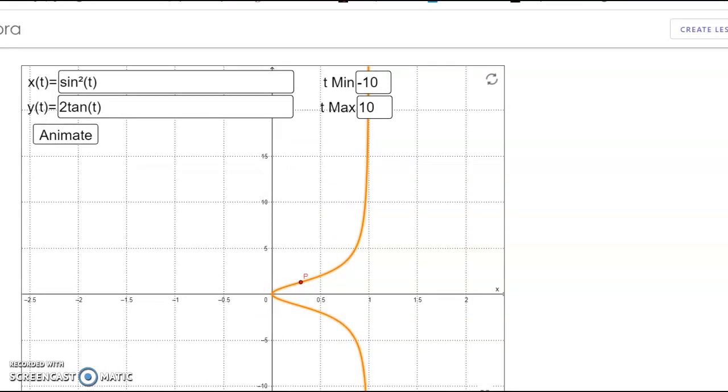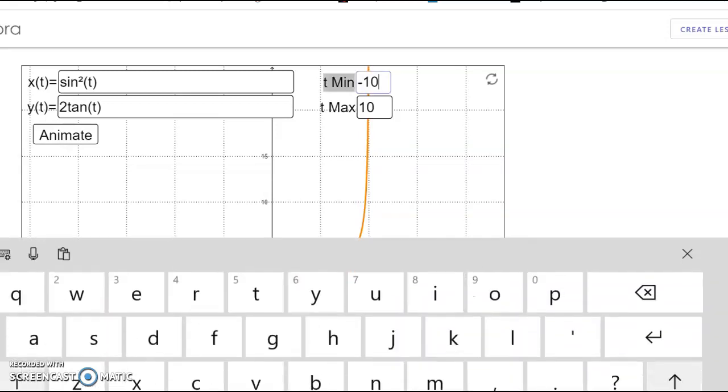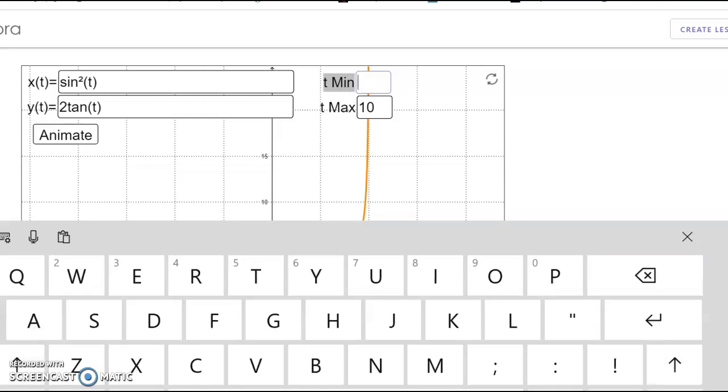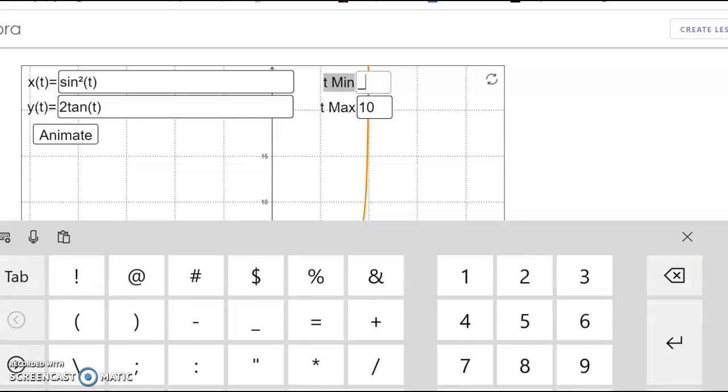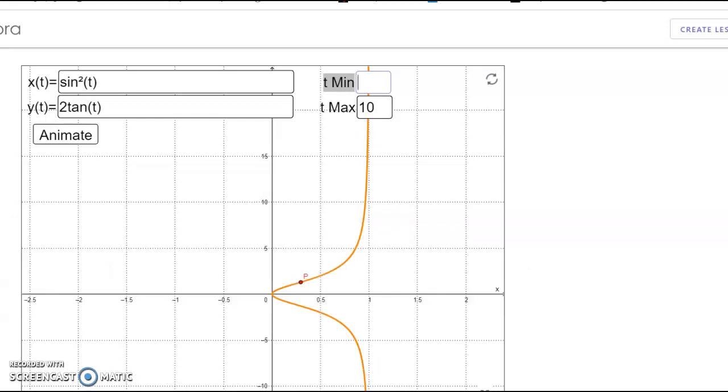Type in those different equations for x and y, and if you click on the animate button, it will do cool things for you. The value of t is where you can change the parameter, so you can play around with that as well. Let's not waste time on that now.